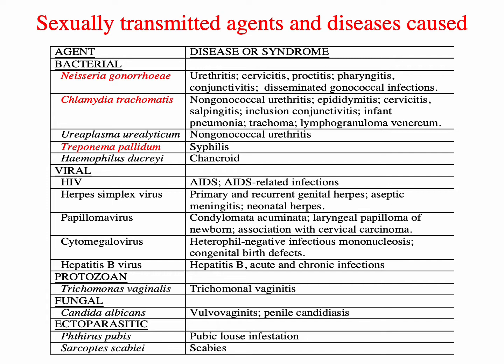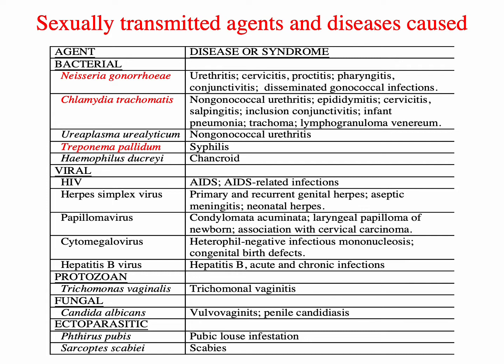Among the viruses, there is herpes simplex virus. The herpes simplex virus 2 is usually associated with the genital tract, and herpes simplex virus 1 is the one commonly found in the oral cavity. So herpes simplex virus 2 is the one that causes genital herpes.